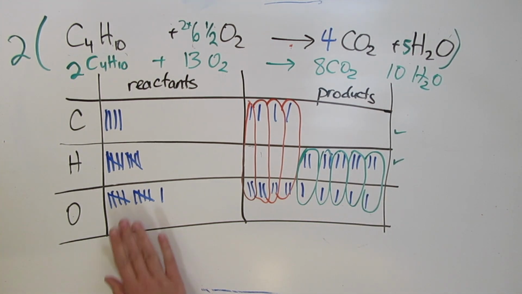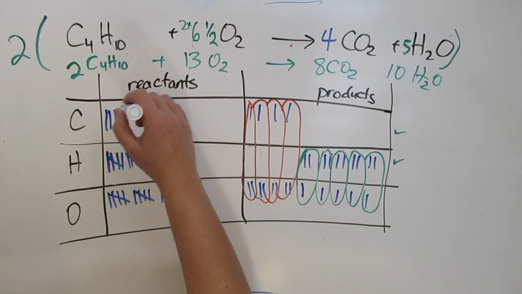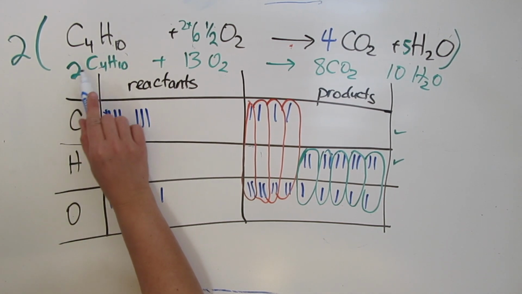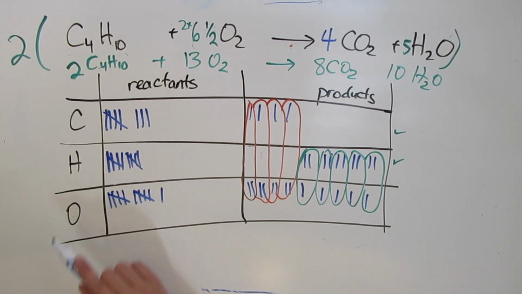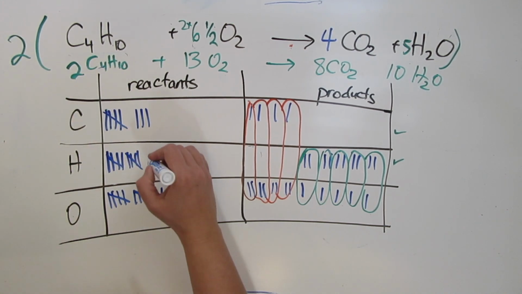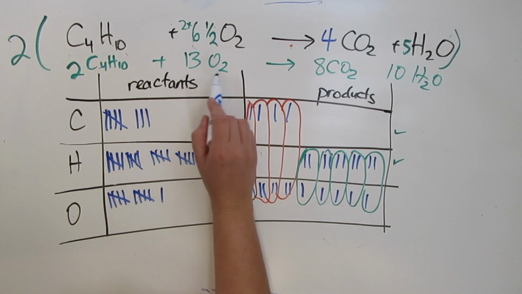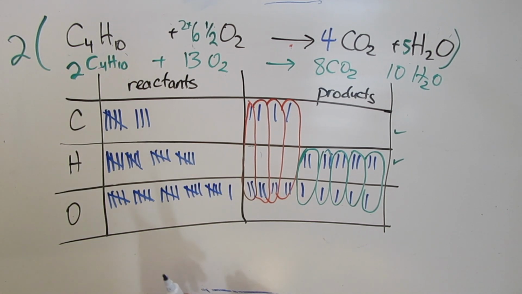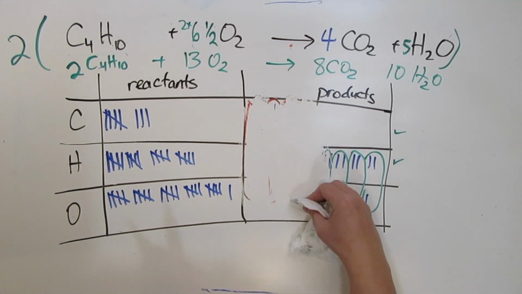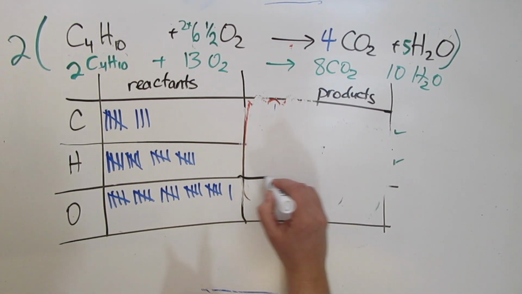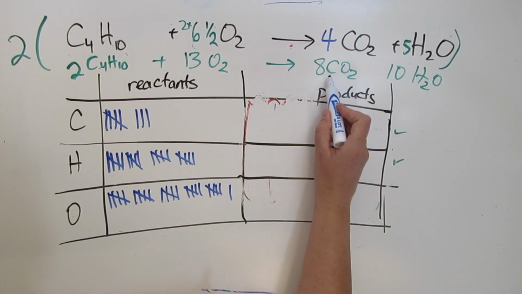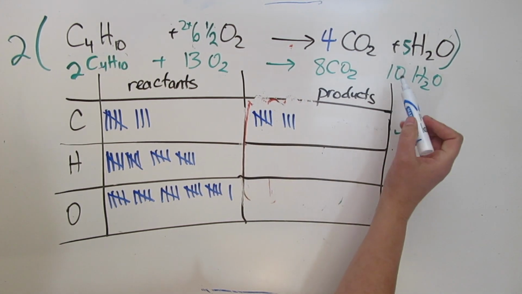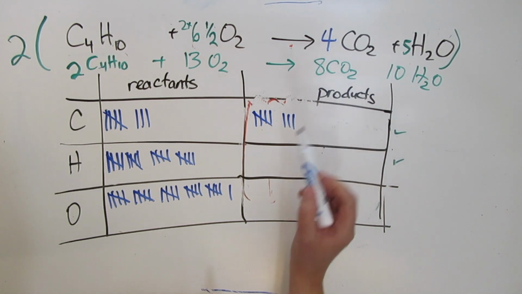Now, you could now go through and double check by saying, well, here's 1, 2, 3, 4. So how many carbons? You have 2 molecules with 4 each, that's 8 carbons. You have 2 molecules with 10 hydrogens each, that's 20. You have 13 molecules with 2 oxygens, that's 26. And then I'll just start these all over again for simplicity's sake. 8 molecules of carbon with 1 each, that's 8. So that checks out. You have 8 molecules of CO2 with 2 oxygens each, that's 16.